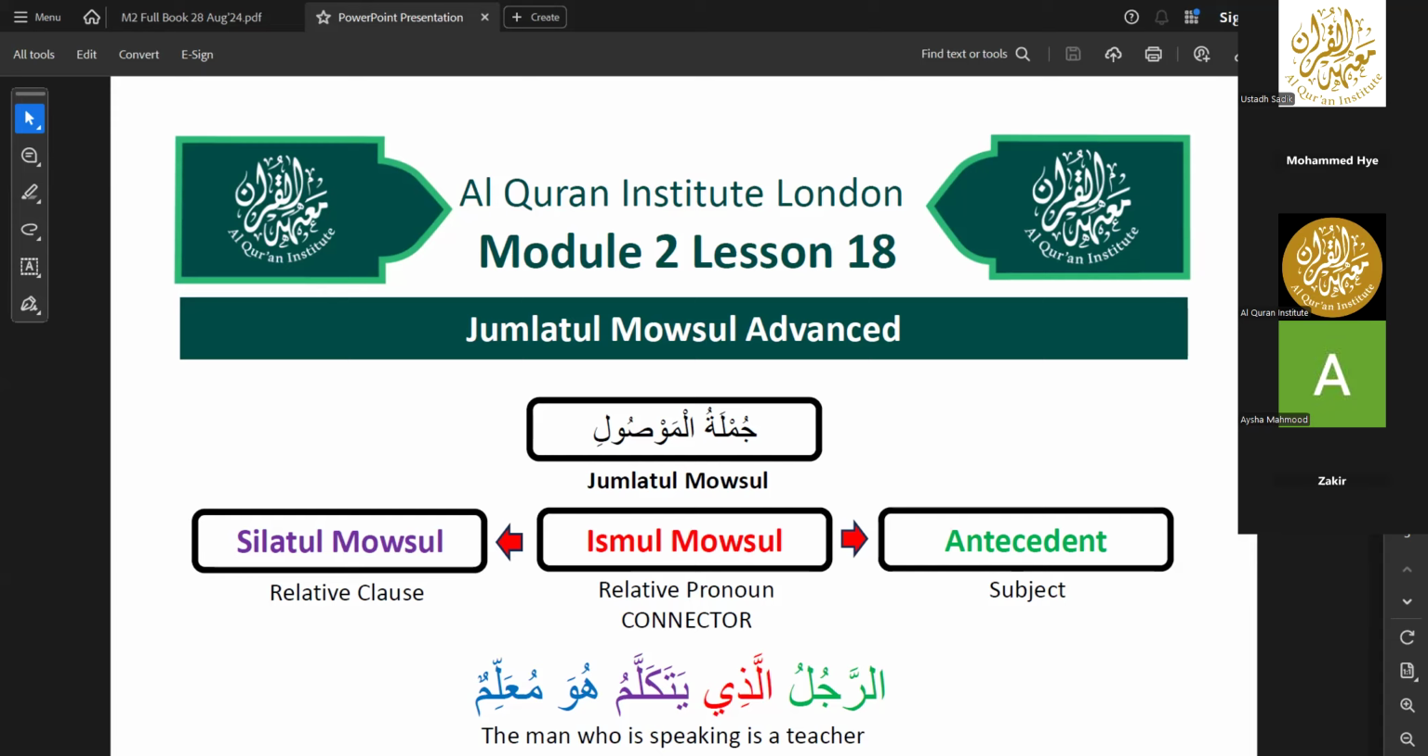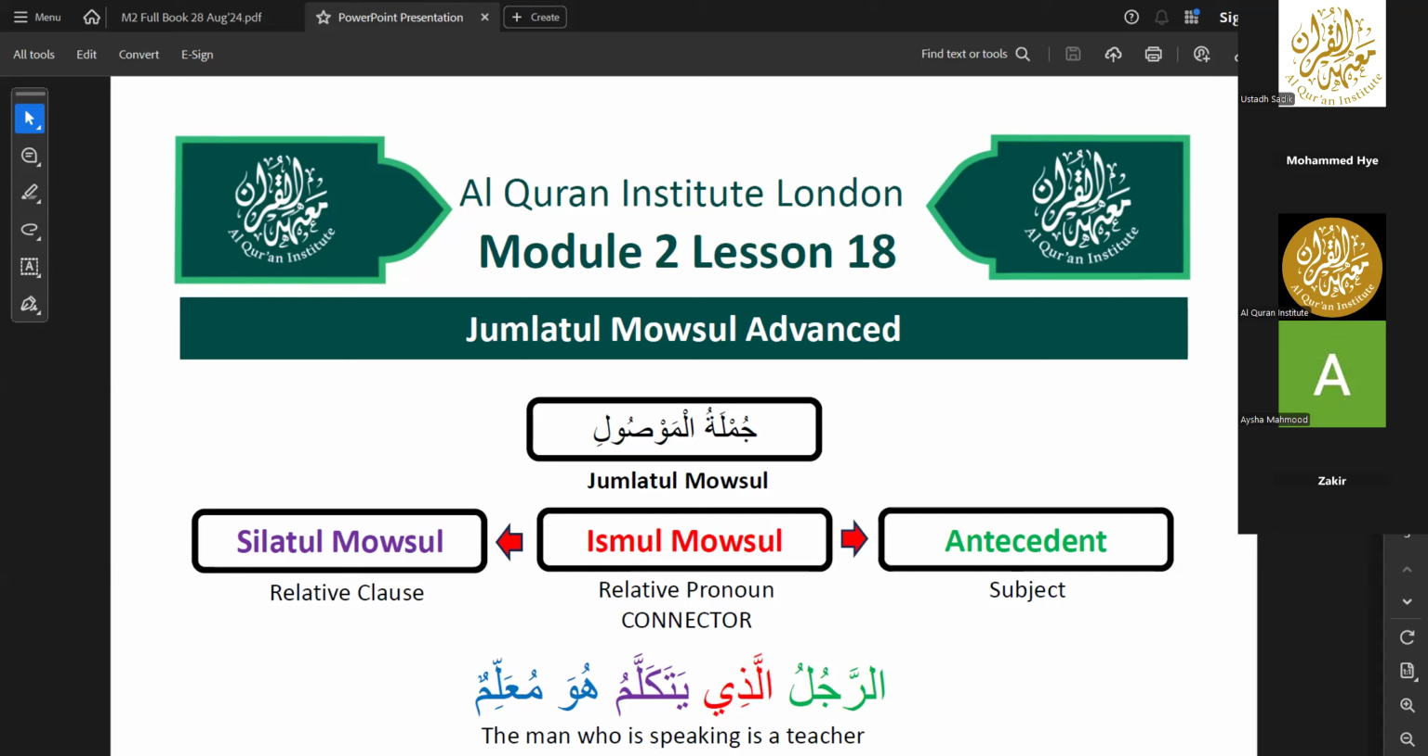Alhamdulillah, so we've covered them previously at foundation level. And what we want to do in today's lesson is something slightly more advanced for Ismul Mawsul. There are some components for this topic. Ismul Mawsul is connected to other components. On the screen you see Ismul Mawsul connected to Silatul Mawsul. We said that Ismul Mawsul is relative pronoun and Silatul Mawsul is relative clause, and I'll explain what that means in a moment.